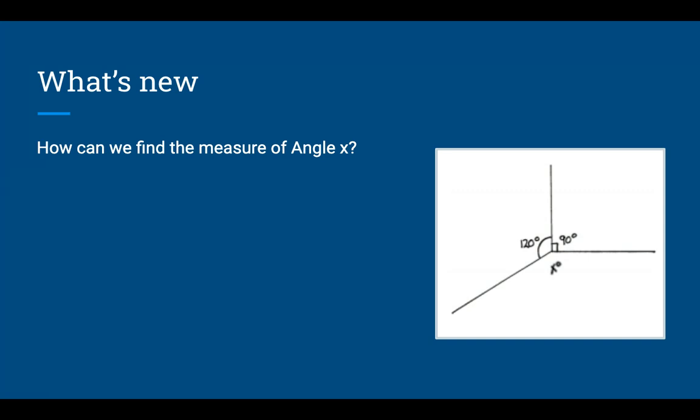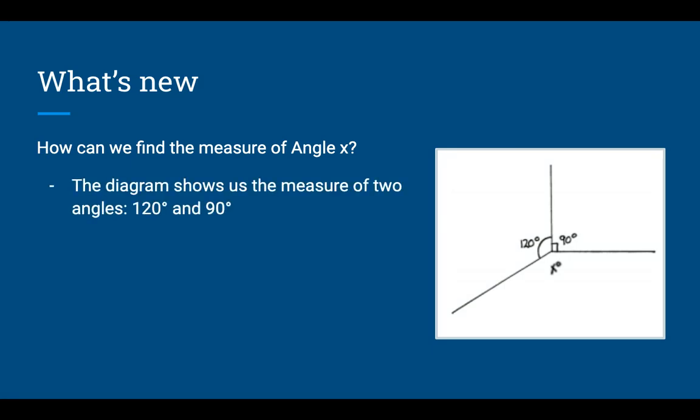Okay, here's how I thought about it. So again, if you haven't paused the video to give yourself some real think time, go ahead and pause so that you have a chance to think through it. So the diagram shows us the measure of two angles, a 120-degree obtuse angle on the left, right here where my mouse is, and a right angle measuring 90 degrees right here.